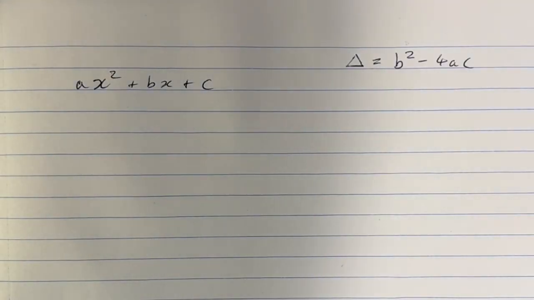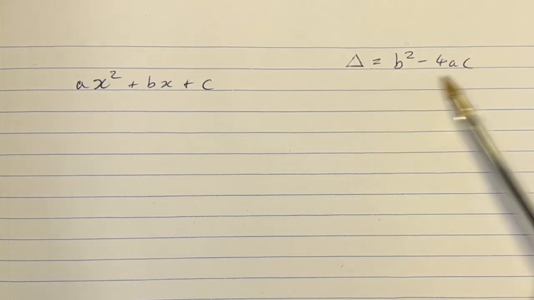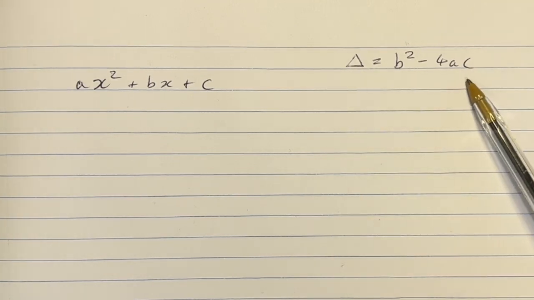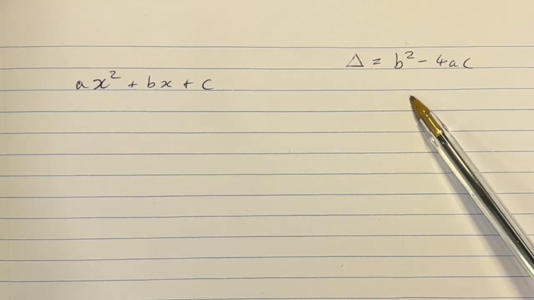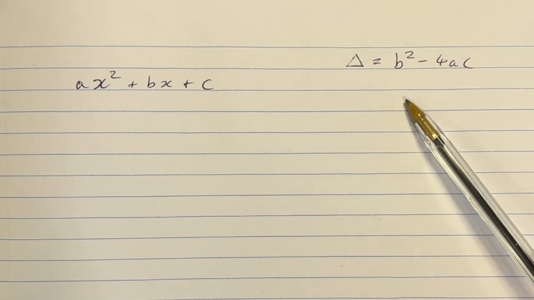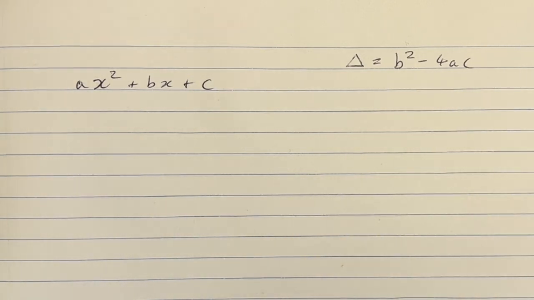So in this video, as part of Galois theory, we're going to derive the quadratic formula. Recall we have this discriminant, b squared minus 4ac. If this discriminant is bigger than 0, then we have two distinct real roots. If it's 0, then we have one root, a repeated root, and if it's less than 0, we have no real roots, but we do have two complex roots.